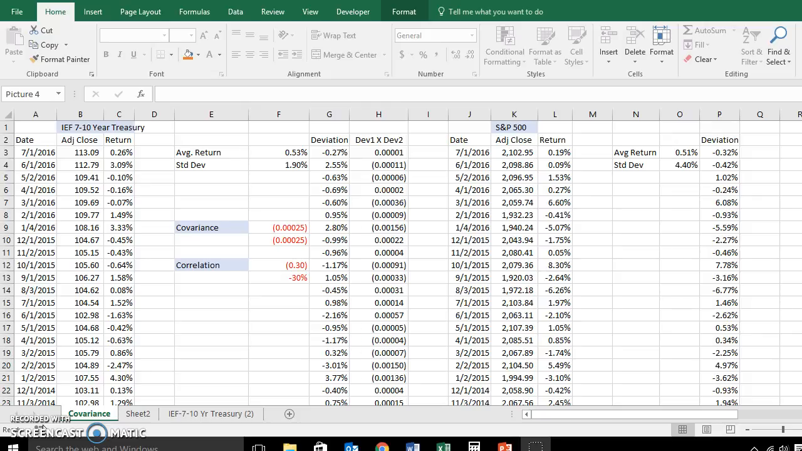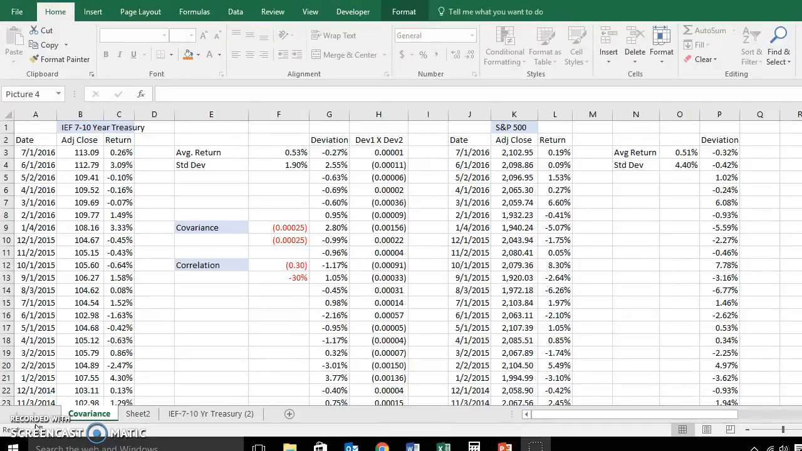So there'll be an asset one, let's say stocks, and there could be another asset class, let's say bonds, and each will have its own monthly returns, and you would try to find out how the returns of these two asset classes vary with respect to each other. So that is covariance.